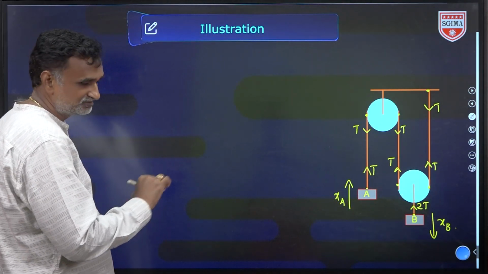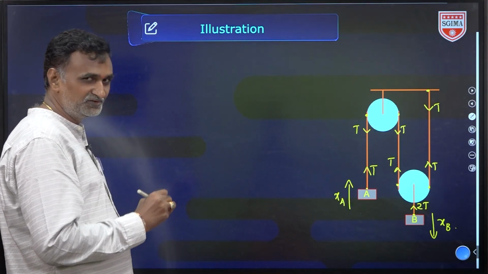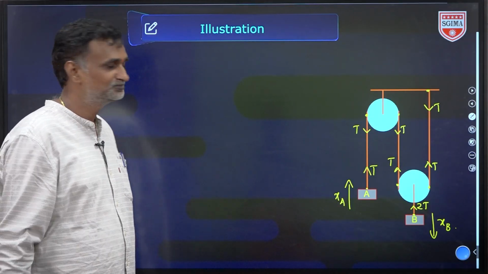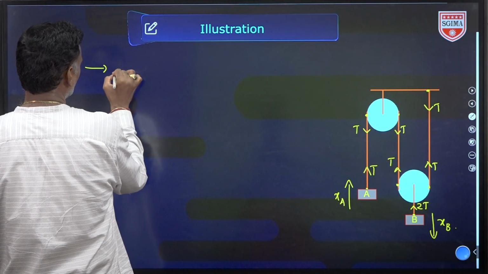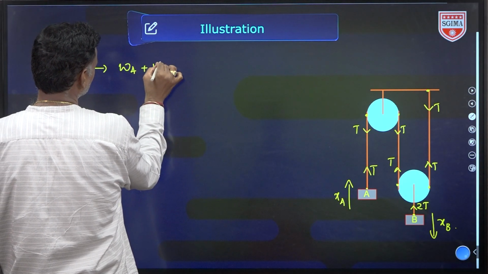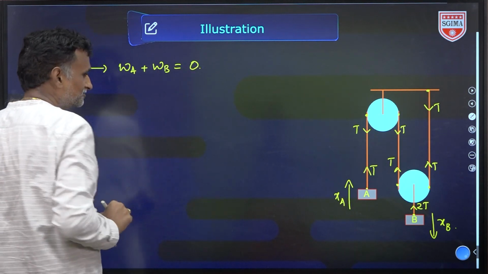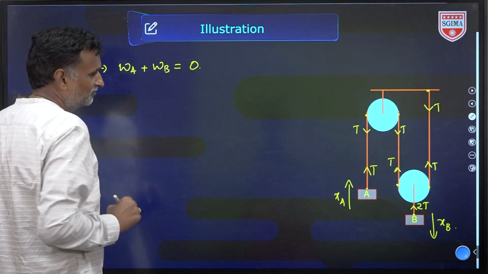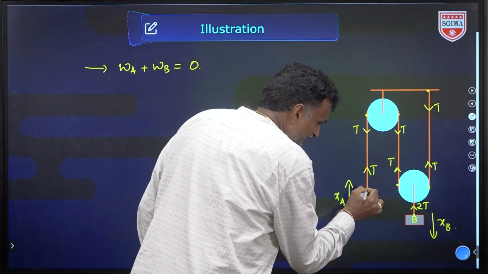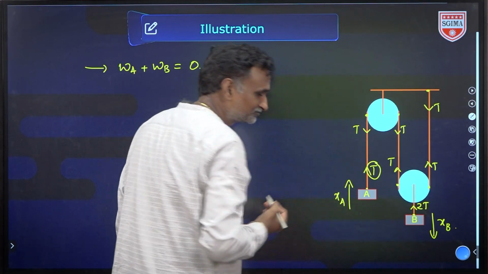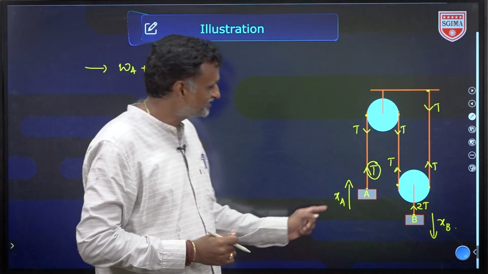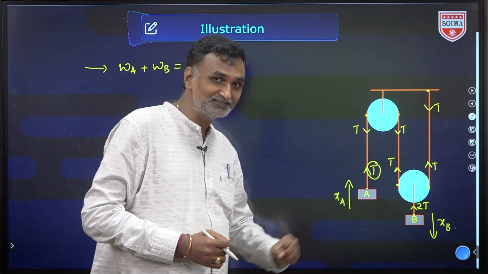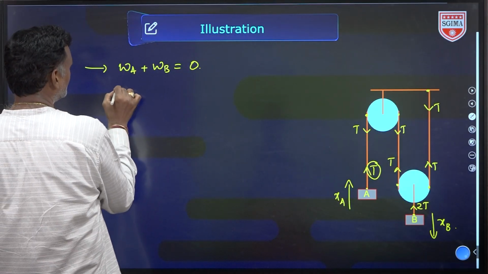Now, we have discussed that the sum of work done by the tension on all the blocks of a system must be 0. So, according to that, we can write work done on A plus work done on B equal to 0. Now, what is the force acting on A here? Tension T is acting, and the displacement is upward, XA. So, both are in the same direction: T XA cos 0 we need to write.